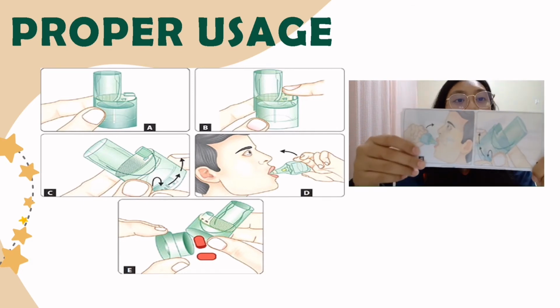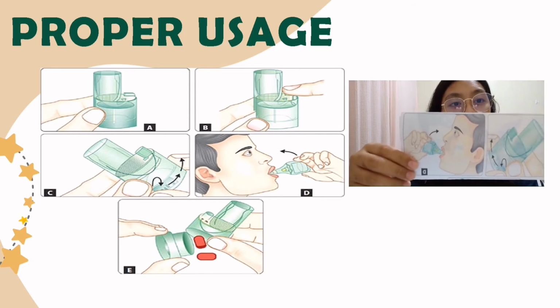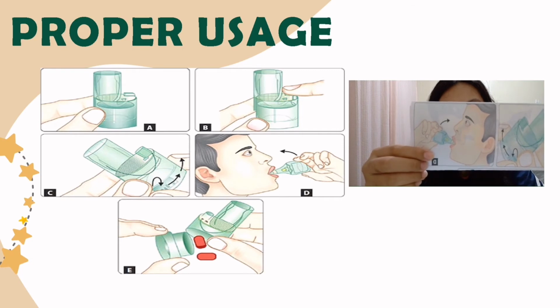And for step 4, this is the most important step because it is where the patient is going to use the Rotahaler inhaler. So place the Rotahaler inhaler's mouthpiece between your teeth. Inhale deeply through the mouth. Close your lips securely around it.